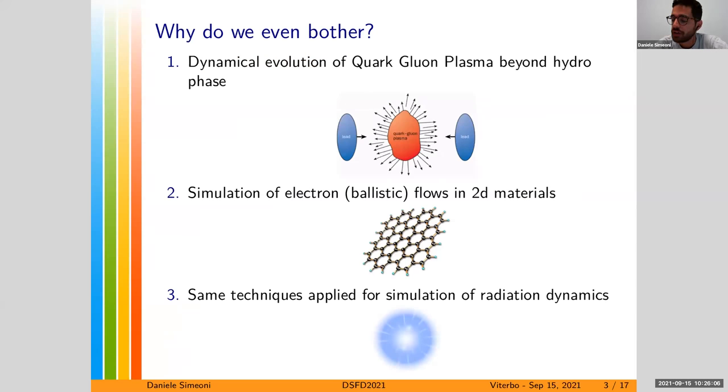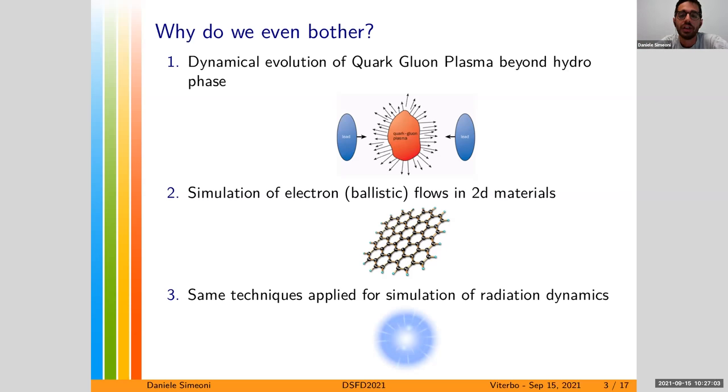So first, why do we even bother wanting to reproduce relativistic flows beyond the hydrodynamic limit or regime? Well, there are a couple of reasons. It comes out that quark gluon plasma, which is developed in particle colliders when you have heavy ion collisions, is a hydrodynamic phase. At some point of its evolution it shows hydrodynamic behavior, but then one would like to be able to reproduce the dynamics beyond this phase.